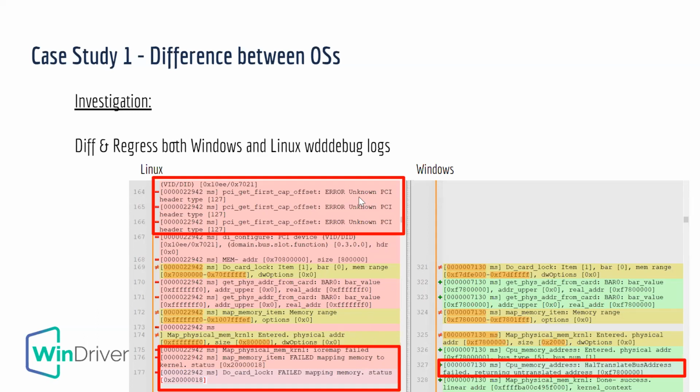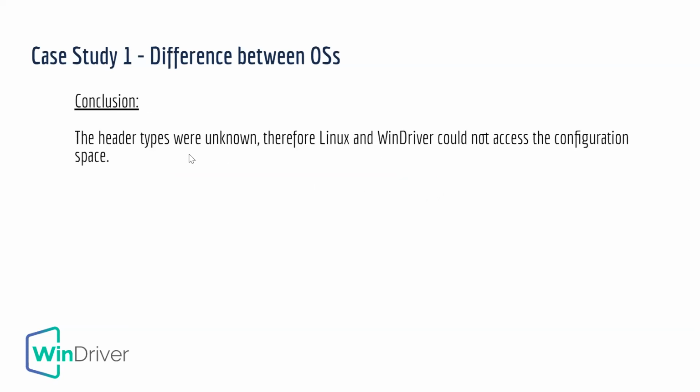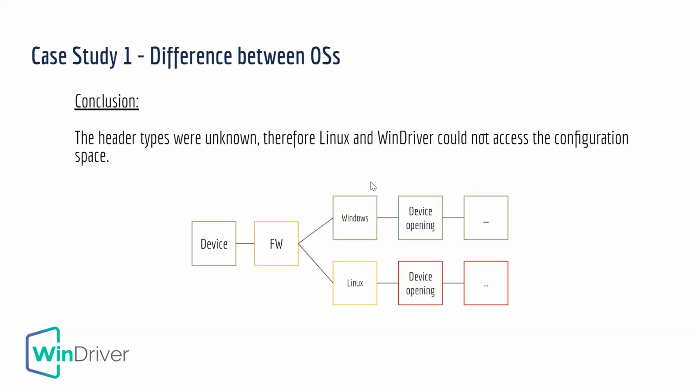We know that we're supposed to get the header type from the configuration space, which linked us with the config space error log from dmesg. And we realized that the header types were unknown. Therefore, Linux and Windows could not access the configuration space. Okay, so the issue was in the configuration space. It was in the firmware. It was misconfigured. We asked the developer to go back to the planning board and reconfigure the configuration space so it will be accessible to the operating system.